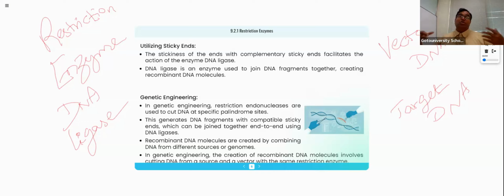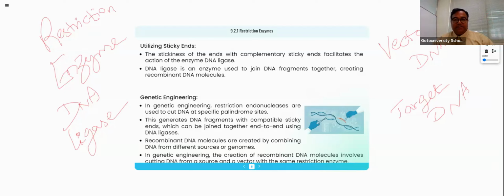Can you give an example? I can't use all microorganisms, only specific microorganisms. Bacterial plasmid is a vector DNA. It's a beautiful example. Bacteriophage is nothing but a virus which infects bacteria, so the bacteriophage DNA is also a vector DNA.